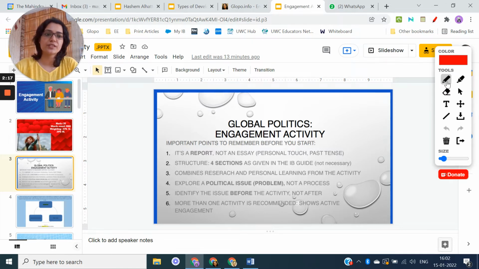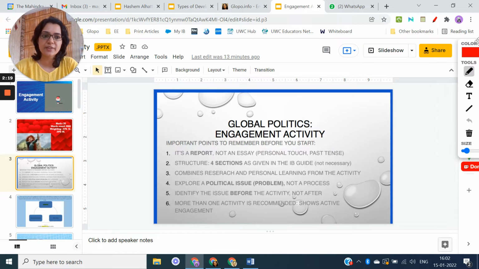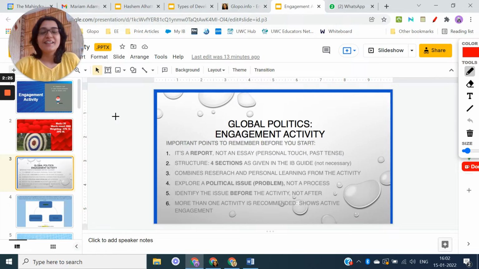Now let's get started on what engagement activity talks about. This is quite interesting. My students have been scoring well in this, in case they are guided properly, in case they have understood it properly and have spent enough time on it criterion-wise. Then definitely they score well in this.